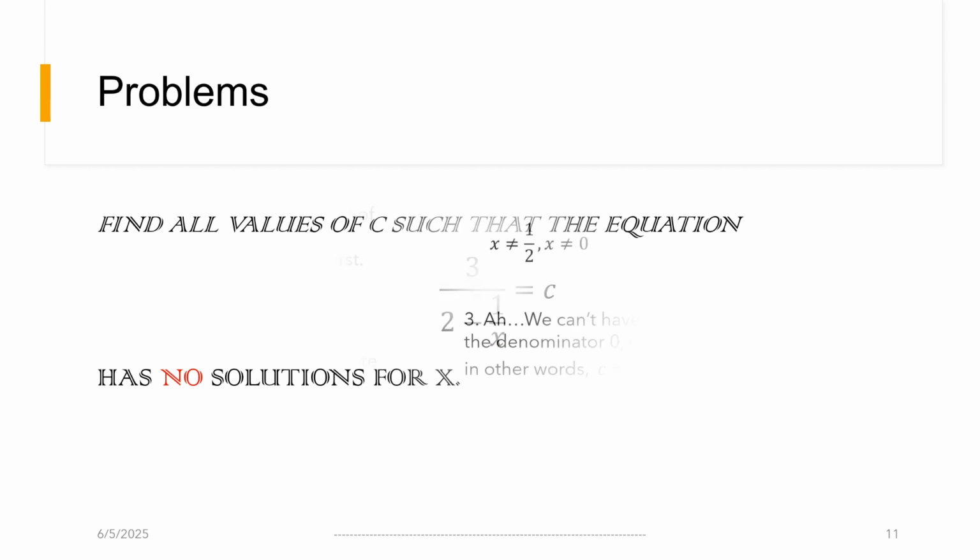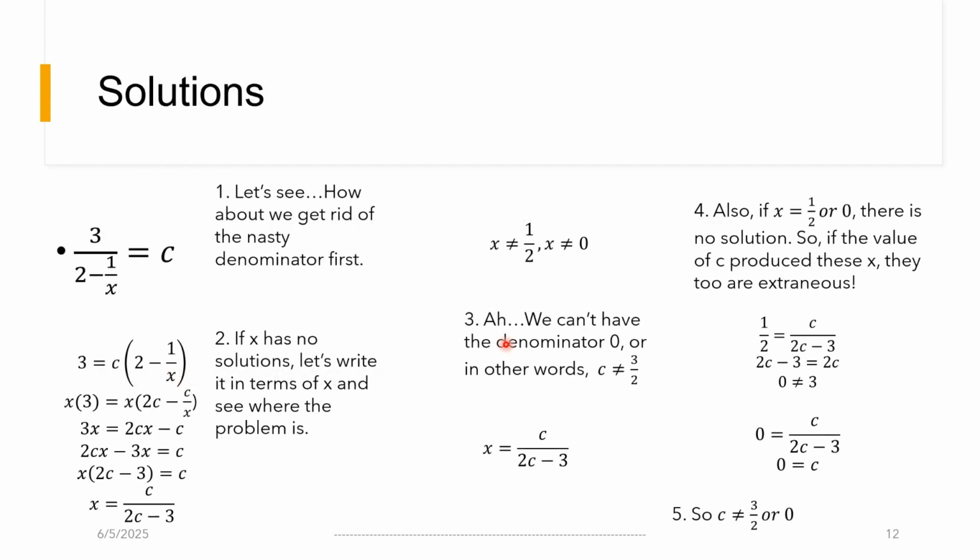Continuing that thought, I'll present to you the solutions. So first, yeah, we get rid of the nasty denominator. Here's kind of the trick though. When we get rid of the nasty denominator, we only get rid of like one of the layers. We have to get rid of two of them.